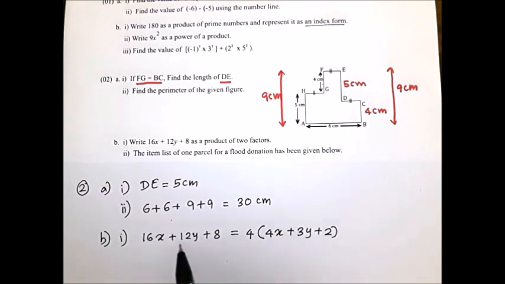Now you can check whether your answer is correct or wrong by removing the brackets of this expression. 4 multiplied by 4, 16. 4 multiplied by 3, 12. 4 multiplied by 2, 8.